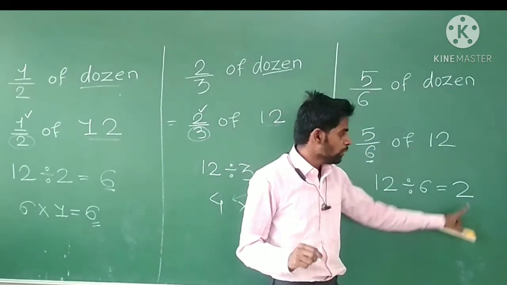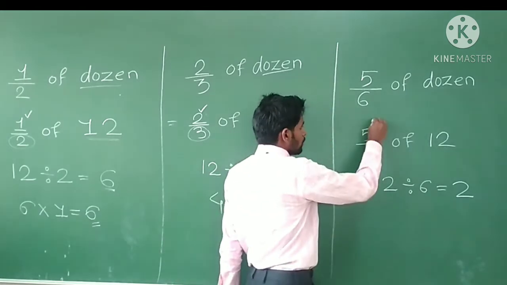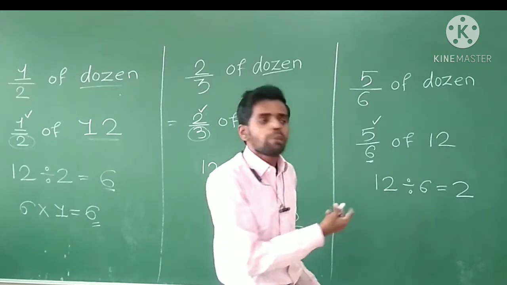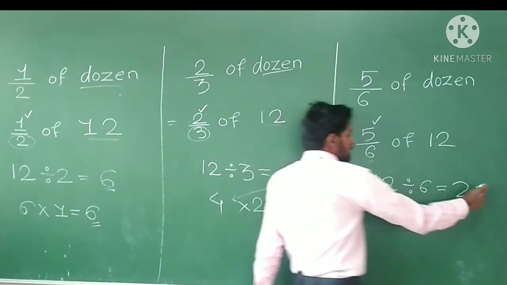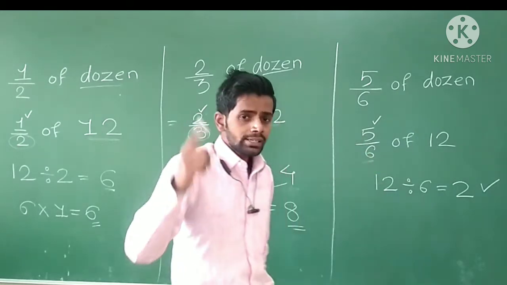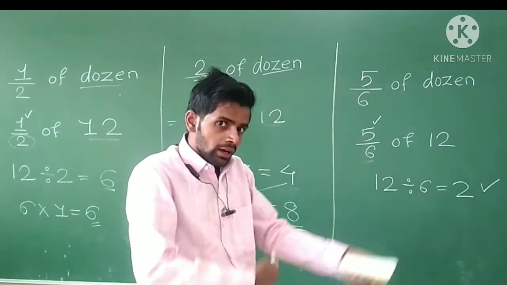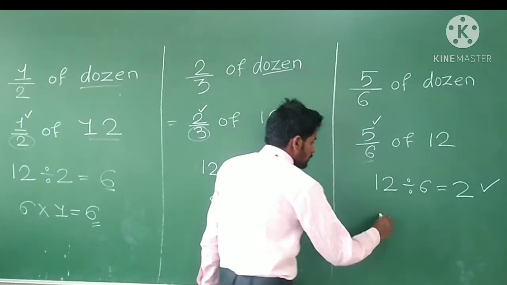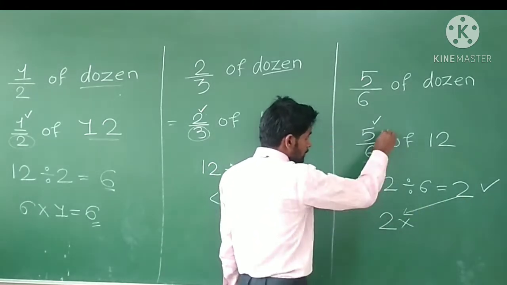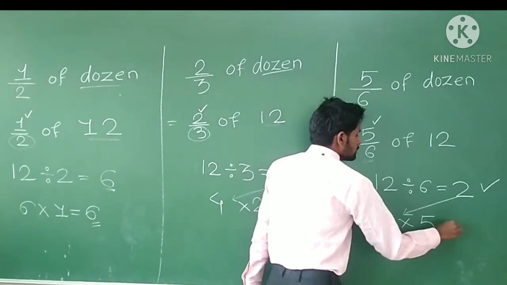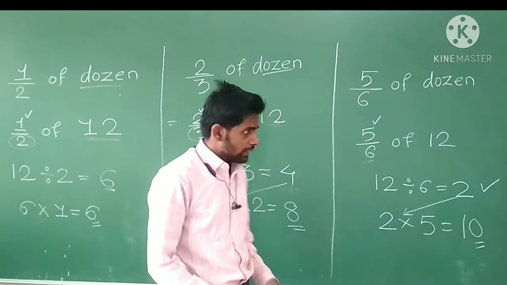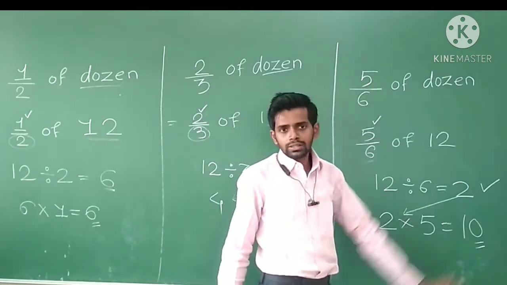That means each part will have 2. हर एक part में 2 है. But we want 5 parts. 5 parts out of these 6 parts. ये तो एक part का निकला. This is about the one part. If you want 5 parts, तो 5 बार ऐड करना पड़ेगा, रिपीटेड एडिशन. So we will multiply this 2. ये जो आंसर आएगा इसको क्या करेंगे, न्यूमरेटर से मल्टीप्लाई करेंगे. That means you will get 10 and 10 is the final answer of 5 by 6 of dozen.